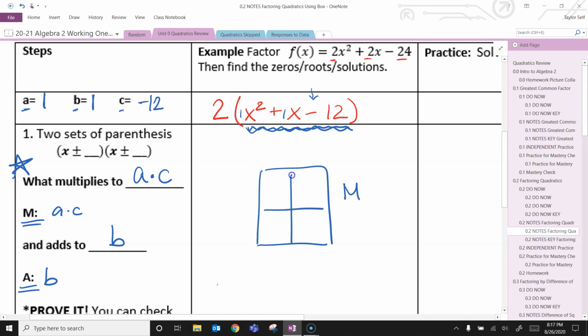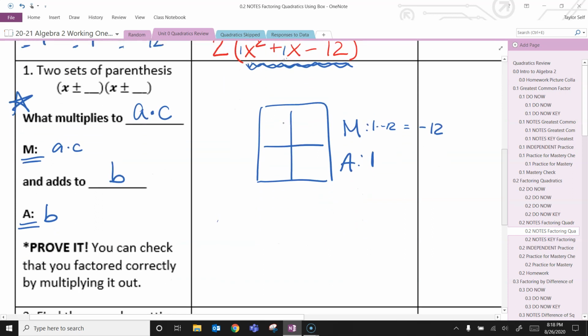And we need to multiply to A, that's 1, times C, that's negative 12. So 1 times negative 12, we need to multiply to negative 12. Then we need to add to B. My B value is 1. All right, now we have to come up with numbers that multiply to negative 12 and add to 1.